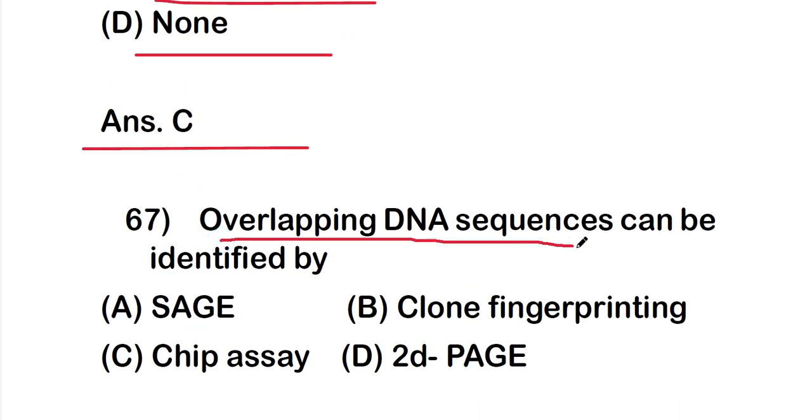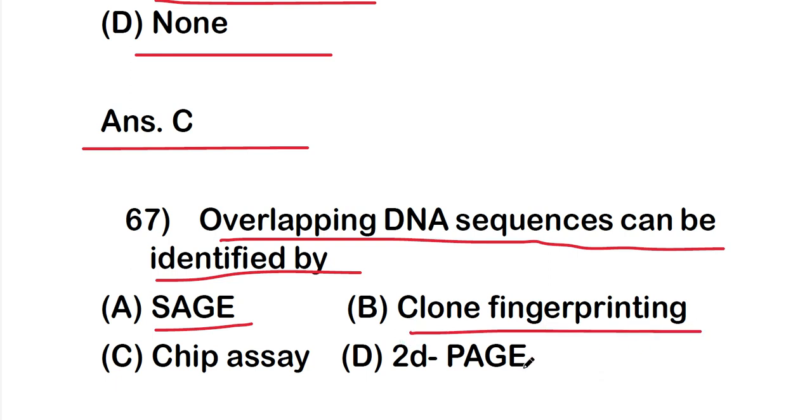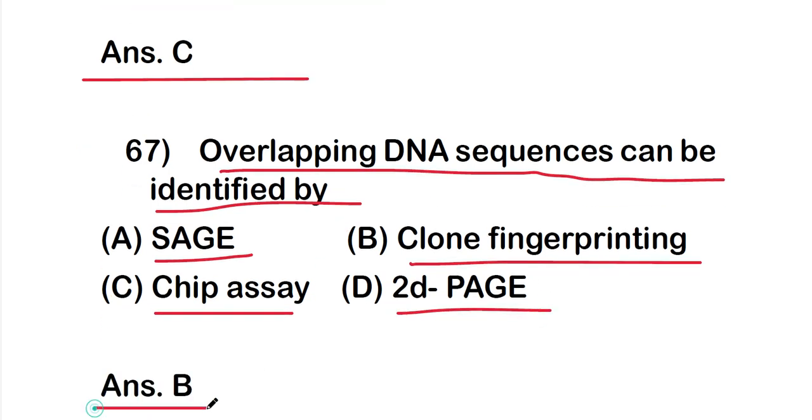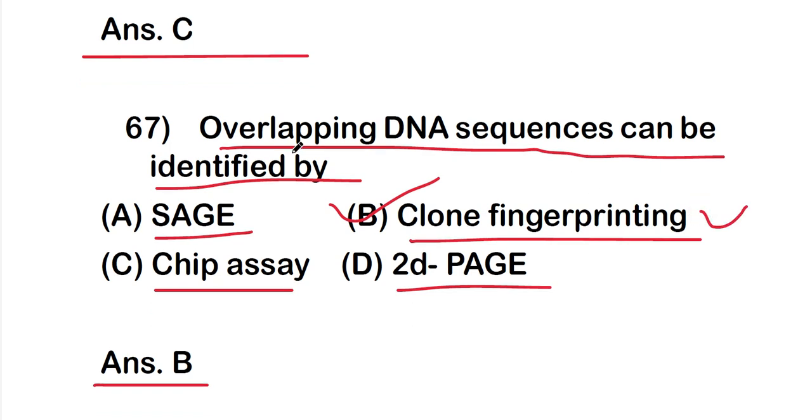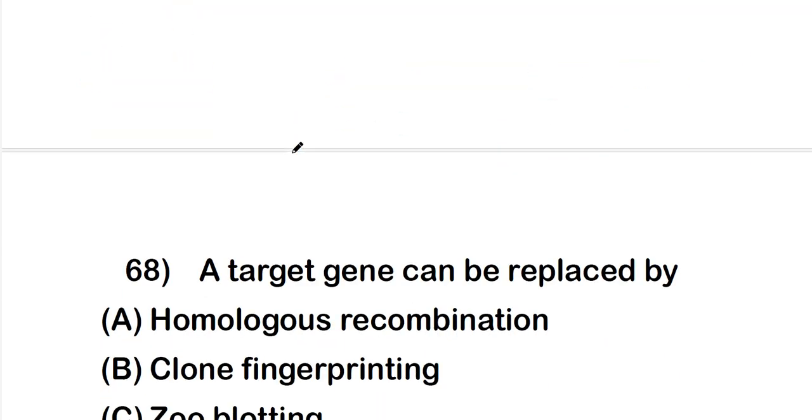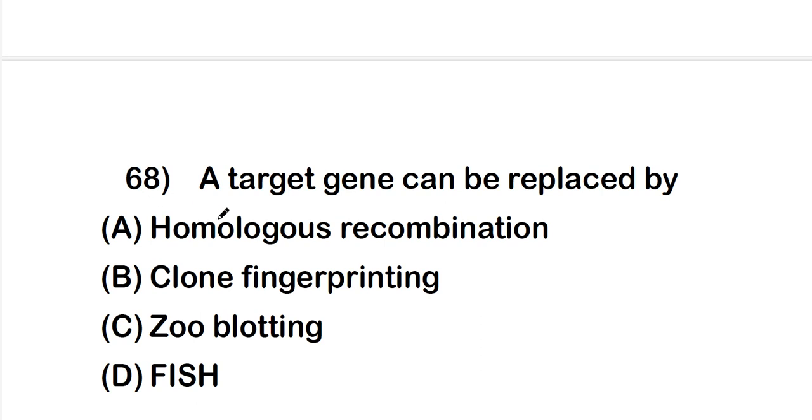Overlapping DNA sequences can be identified by option A, SAGE, or option B, clone fingerprinting, or option C, ChIP assay, or option D, 2D PAGE. So the right answer is option B, clone fingerprinting. So overlapping DNA sequences can be identified by clone fingerprinting. Okay, so next question. Next question is question number 68.